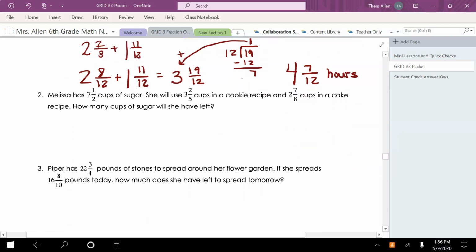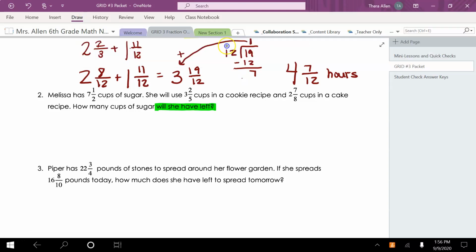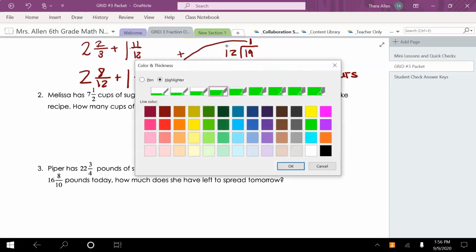Melissa has 7½ cups of sugar. She will use 3 2/5 cup in a cookie recipe and 2 7/8 cups in a cake recipe. How many cups of sugar will she have left? So I know I'm going to subtract, but in this problem, I'm also going to be adding as well, and I'll show you what I'm talking about.